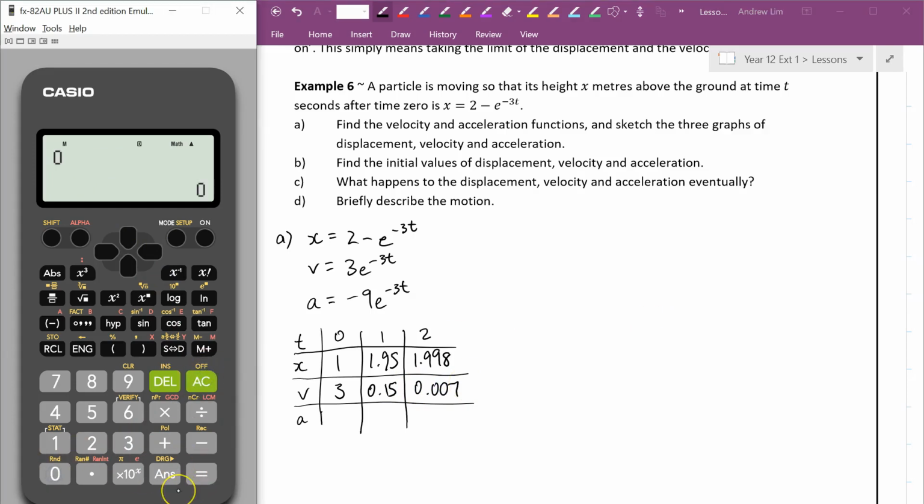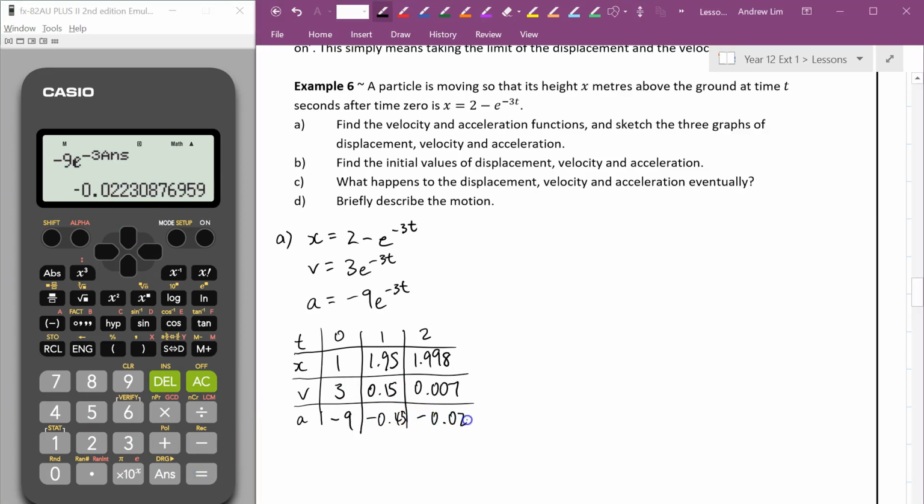And acceleration. We've got minus 9e to the power of negative 3t. When t is 0, minus 9. Then negative 0.45, about. And when t is 2, negative 0.022. So again, we can see that as t approaches infinity, a will approach 0 just from below, because it's from negative. So now that's going to help with the graphs.